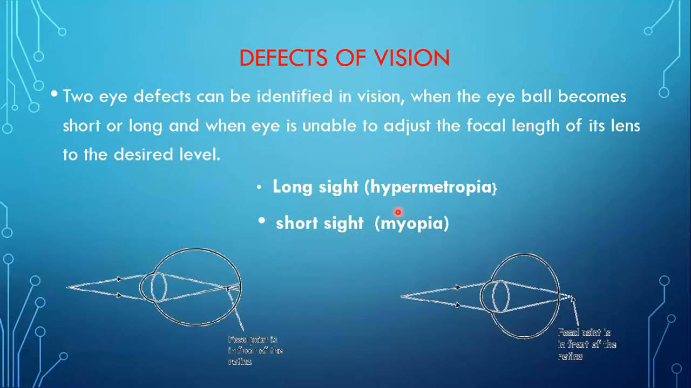Defects of vision. Two eye defects can be considered in vision. These occur when the eyeball becomes short or long, and is unable to adjust the focal length of its lens to a desired level. First one is long sight, second one is short sight. Here you can see an eye with a long sight, and here you can see a picture with a short sight.